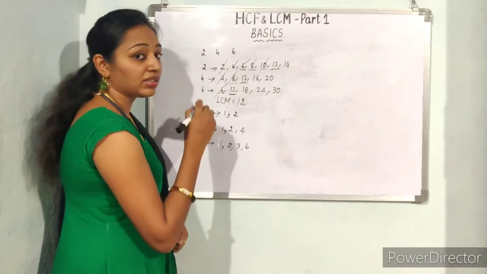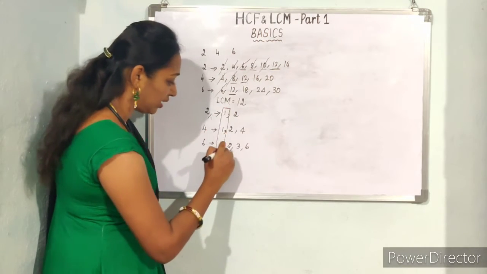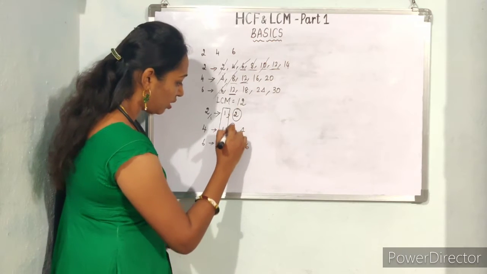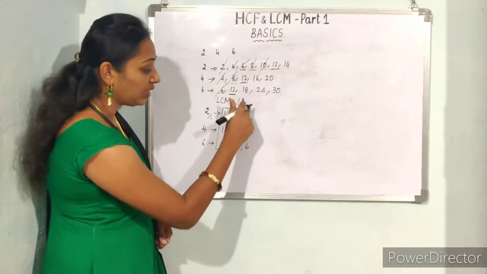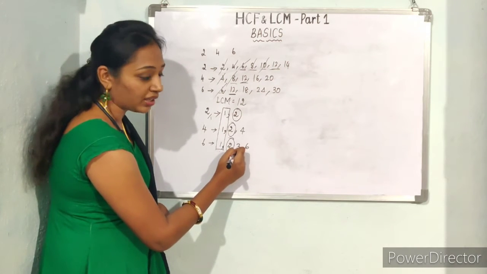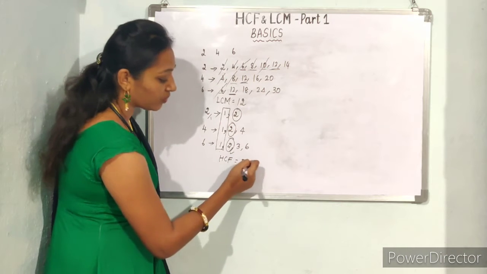Now HCF is the highest common factor. We have 1 here, that is a common factor. After 1, what is the next common factor? We have 2 here, 2 here, 2 here. So that is the highest common factor. When compared to 1 and 2, 2 is the highest. So HCF of 2, 4, 6 is 2.